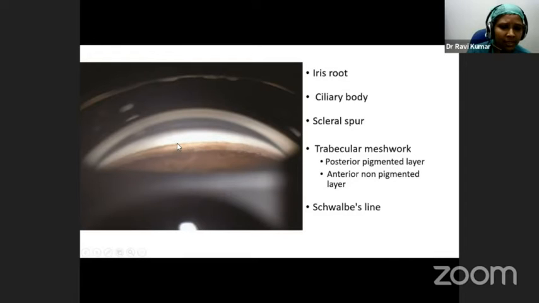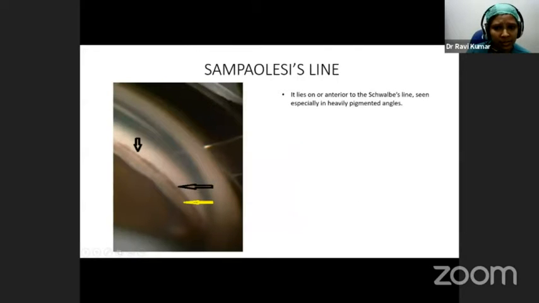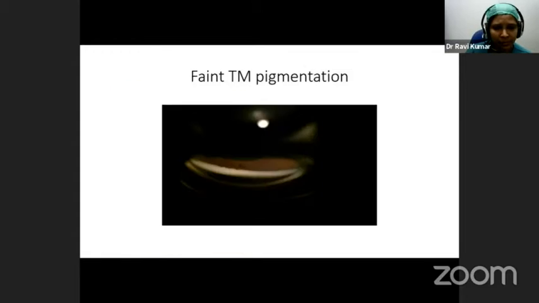And then we see another brown line anterior to the Schwalbe's line, which is sort of wavy and irregularly pigmented. This is called the Sampaolesi line. So it lies anterior to the Schwalbe's line and is usually seen in heavily pigmented eyes. The trabecular meshwork is a major landmark in gonioscopy, to say whether the angle is open or closed.